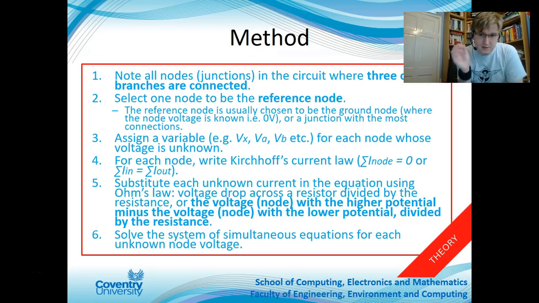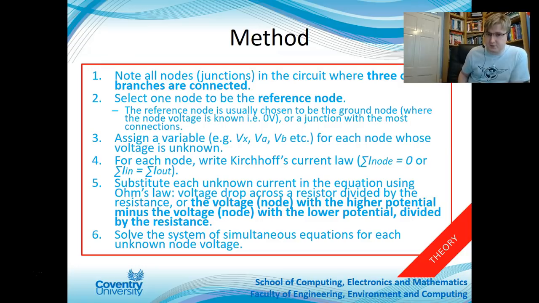That is usually the ground. You label that as the 0 volt point. I always label that as 0.0. You assign a variable for each node whose voltage you don't know. You could call it Vx, Va, Vb, whatever. You then apply Kirchhoff's current law at each node. So basically you find out what currents go in and what currents come out.